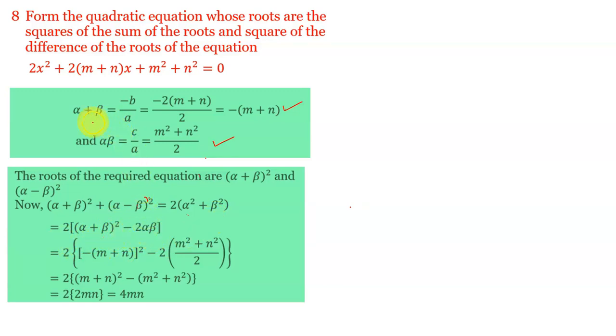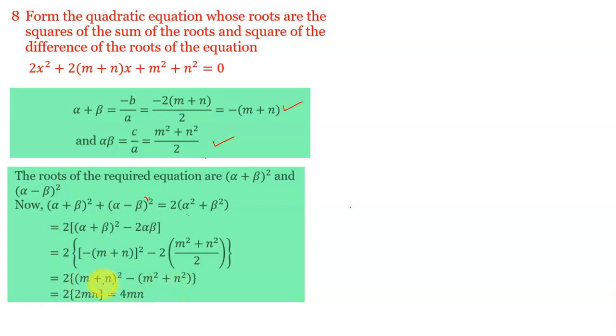कारण की आपल्याला alpha plus beta ची व्हॅल्यू माहिती आहे आणि alpha into beta ची व्हॅल्यू माहिती आहे. Now we'll substitute the value of (alpha plus beta)². Okay, what is alpha plus beta? Alpha plus beta is minus (m plus n), squared, minus 2 alpha into beta ची व्हॅल्यू (m square plus n square) upon 2. That is 2 into in bracket (m square plus n square) upon 2. These two get cancelled. That is 2 in curly bracket (m plus n)² minus (m square plus n square).